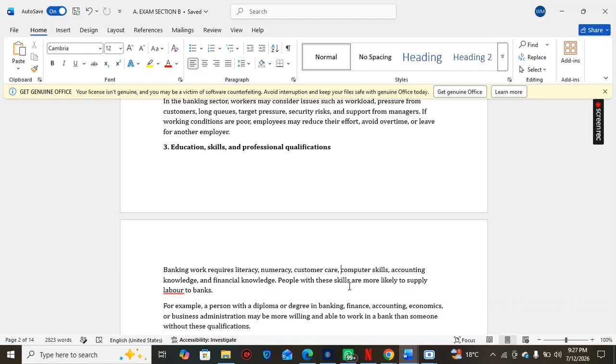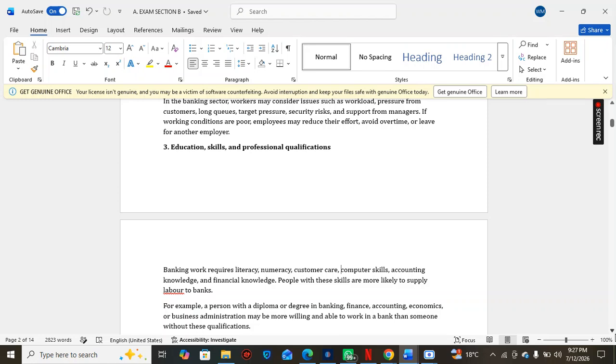But if a job doesn't require any qualifications or skills, then the majority of people are going to do that job, because it doesn't require any qualifications or skills. So the pool of workers is going to be huge. Any questions? So the more skills that are required or the more professional qualifications, the pool of labor supply will be low.